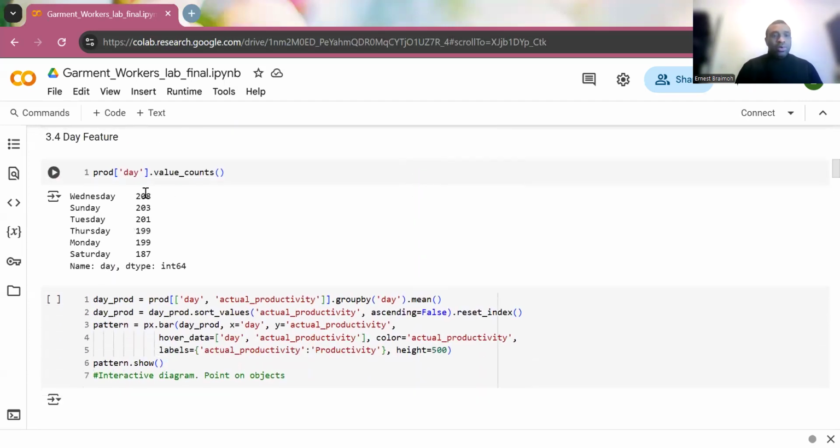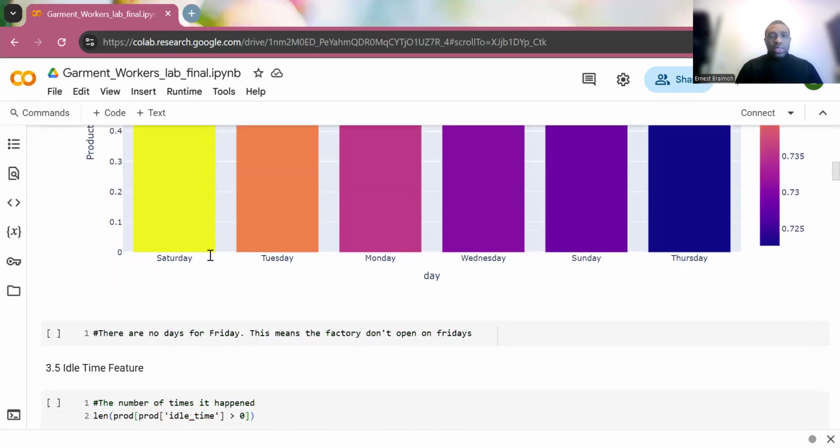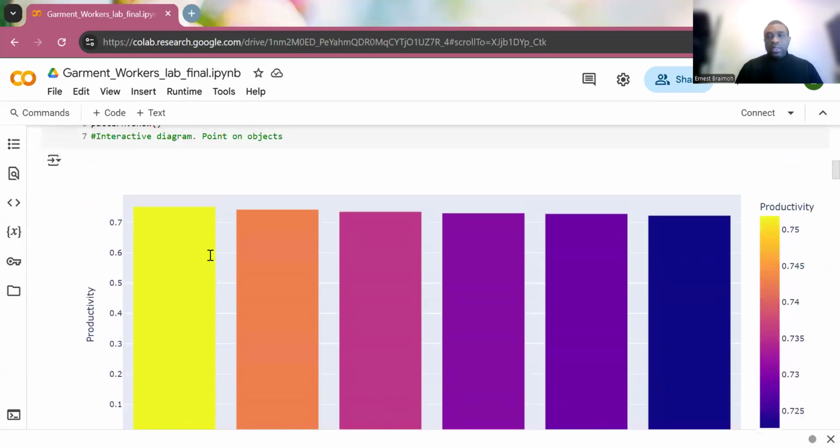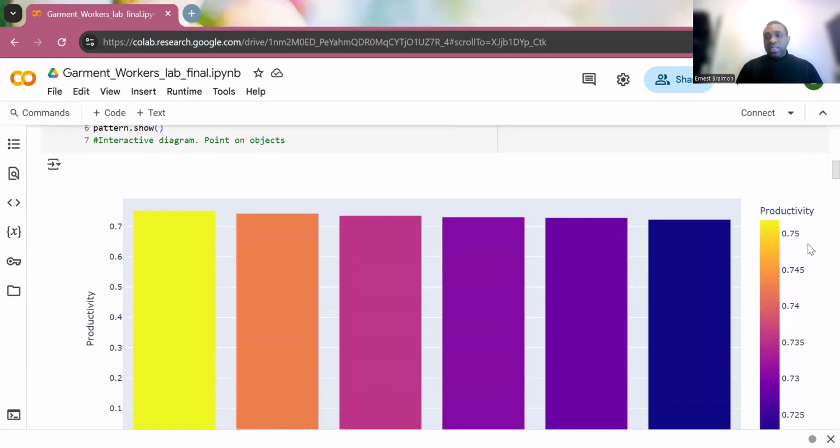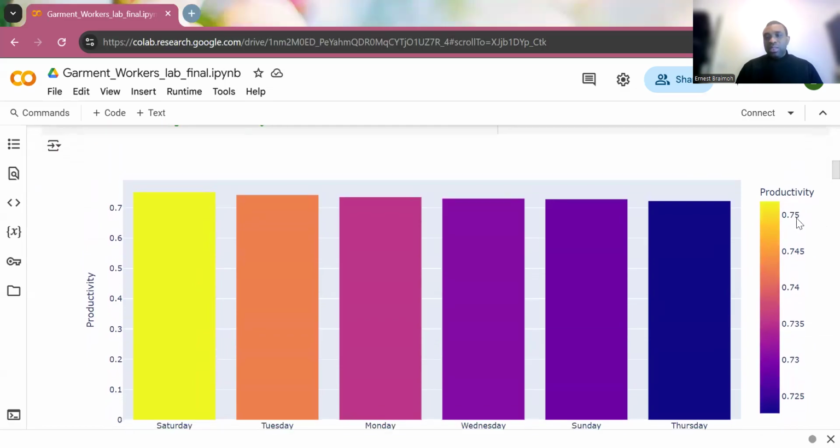Looking at the value count for day, I discovered there is no Friday. So this shows that they don't work on Fridays. And looking at the intensity of work, the productivity intensity, the target to be met, you can see 75% here. Let me see if I can highlight that. You can see here 75% and 72%.